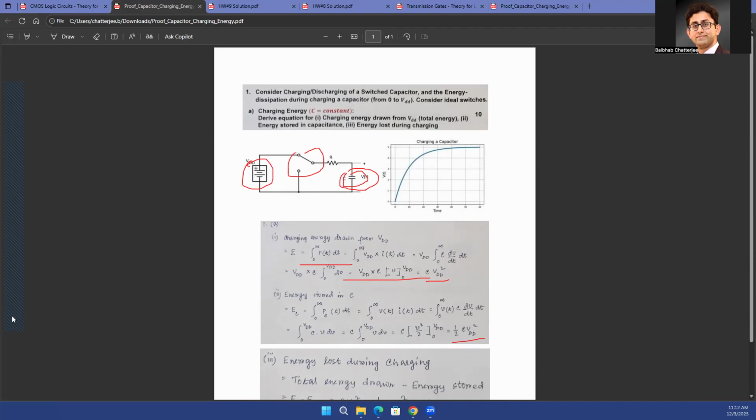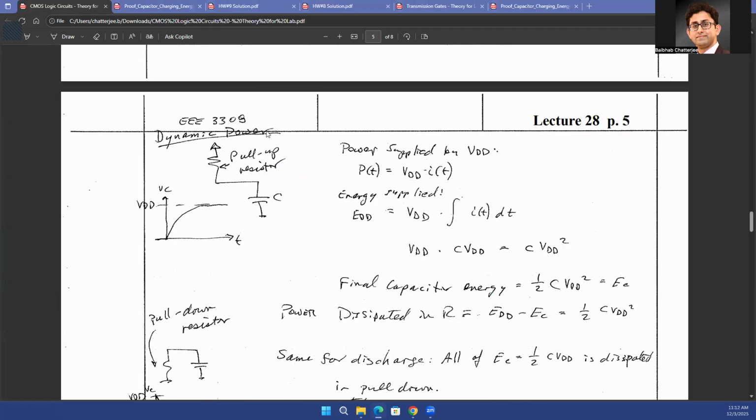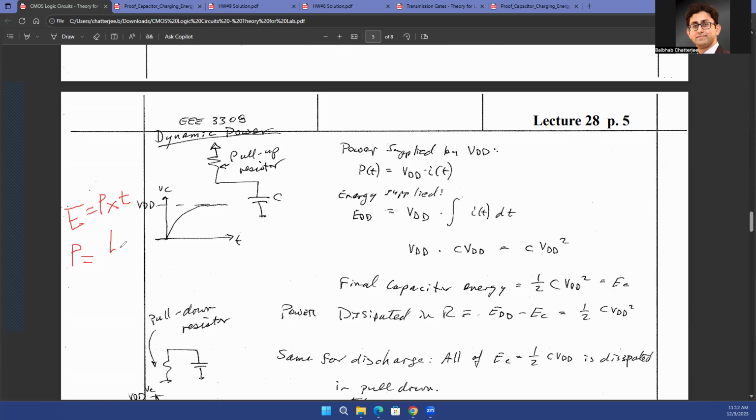So that's about power consumption when you're charging or discharging a digital circuit. For every charging or every discharging, you consume half CV squared amount of energy. How much is the power consumption? Of course, you know that energy is equal to power multiplied with time. That's the basic definition of energy: you consume some amount of power over some time, and the multiplication of those two is the energy. So that means your power consumption is energy divided by time.